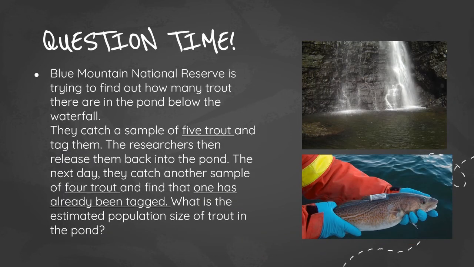So we're going to look at an example of capture-recapture. Blue Mountain National Reserve is trying to find out how many trout there are in the pond below the waterfall. They catch a sample of 5 trout and tag them. The researchers then release them back into the pond. The next day they catch another sample of 4 trout and find that one has already been tagged. What is the estimated population size of trout in the pond?